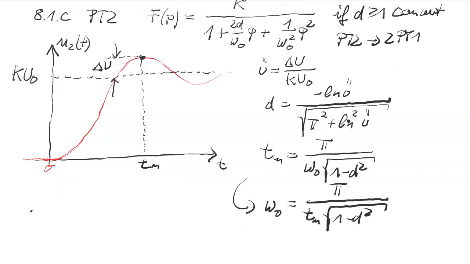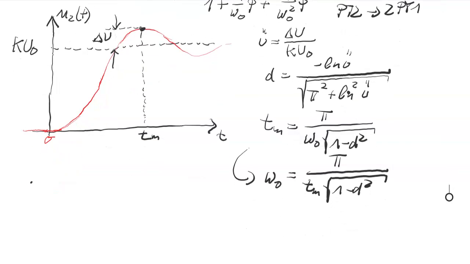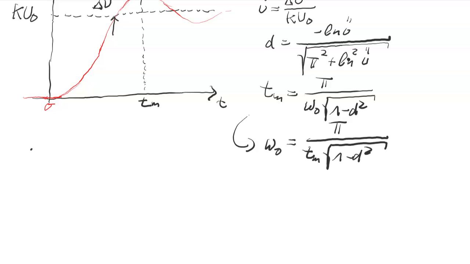I think that's enough for this. For control systems this is not so important because there are very few processes which have really oscillating behavior. Most process types have a chain of PT1s. So this is 8.1.d which comes now. So we come to 8.1.d, chain of PT1s.